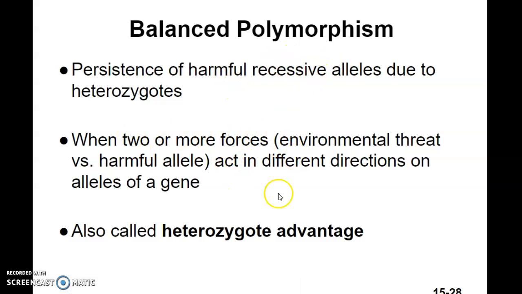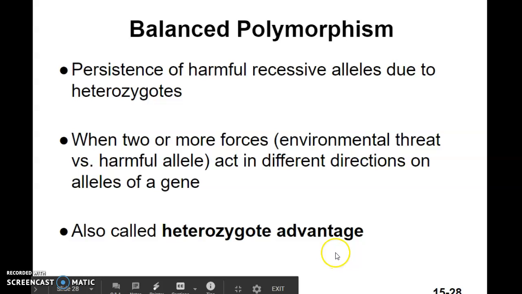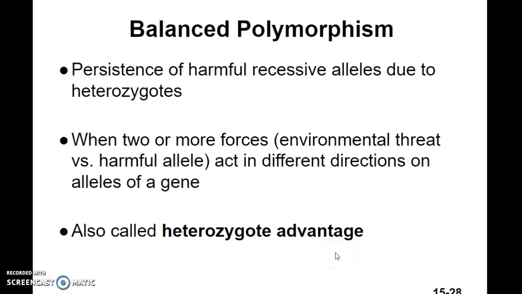There's basically two forces pulling at them. The allele is harmful. If you got two of them, that person's going to die of having two genetic disorders. But if you only have one, it might protect you from some environmental threat. So there's this beneficial and harmful thing going on. It's pulling in two different directions. Basically, this is called the heterozygote advantage. The heterozygotes survive in environmental conditions that neither homozygous person would survive.